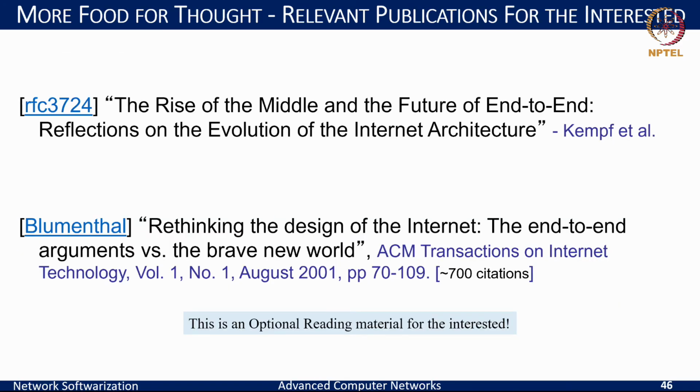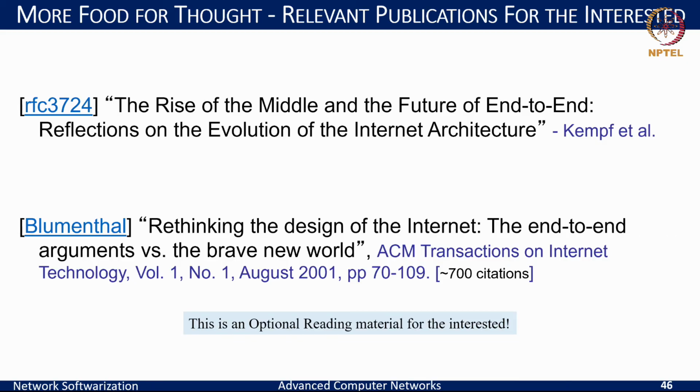There are some other pertinent and most relevant works that I consider are worth reading. One of them is an RFC, RFC 3724, The Rise of the Middle and the Future of End-to-End: Reflections on the Evolution of the Internet Architecture by Kempf et al. It essentially re-examines the interpretation of the end-to-end argument, starting from the early internet days up until 2004. In fact, it bats for the end-to-end principle, stating that end-user choice and empowerment, the integrity of networking services, support for trust, and also good network citizen behavior have stemmed and developed as a consequence of the end-to-end principle.